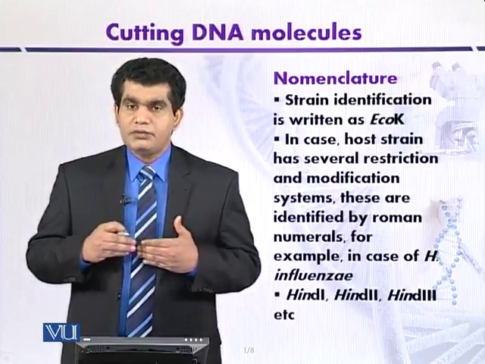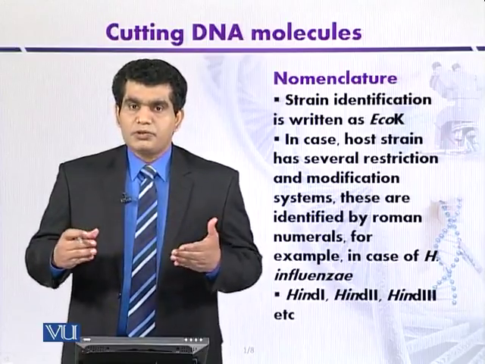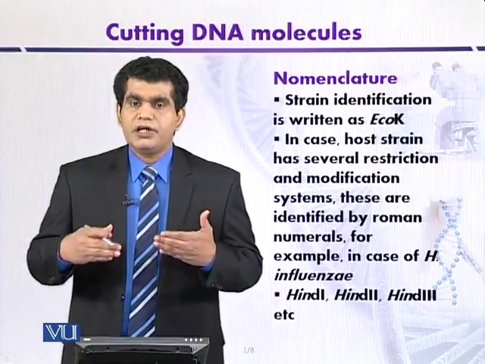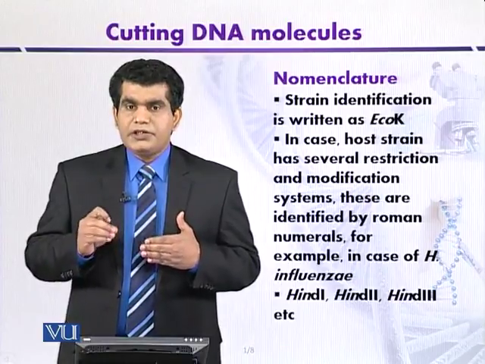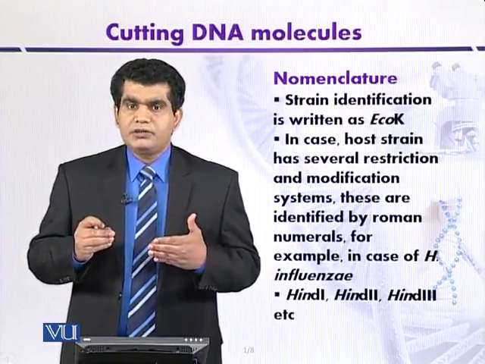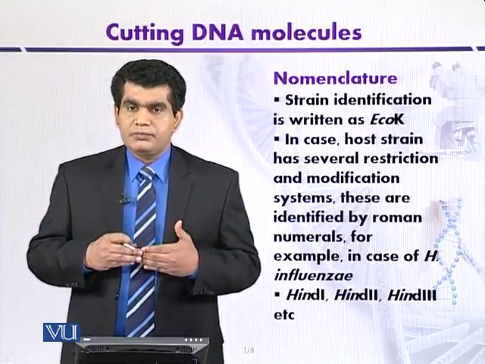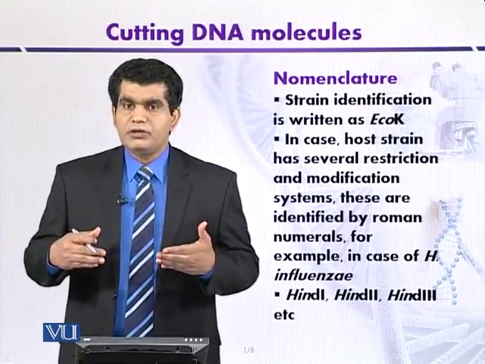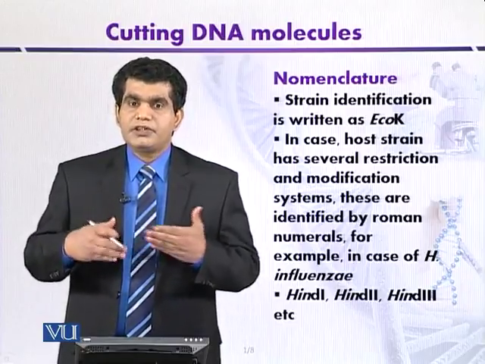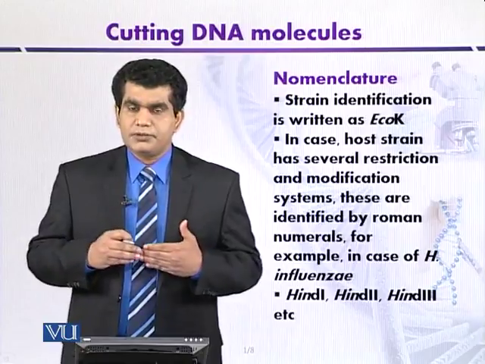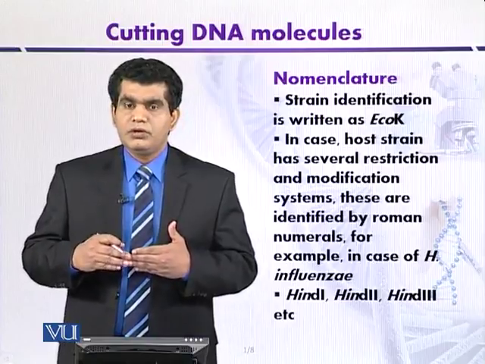In the case of Haemophilus influenzae, strain D has been reported to produce different types of restriction enzymes. There may be a possibility that strain D, now called HIND, may produce more than one type of restriction enzyme. If this is the situation, then after HIND the number of the restriction enzyme is written in Roman numerals, like HIND I, HIND II, HIND III.